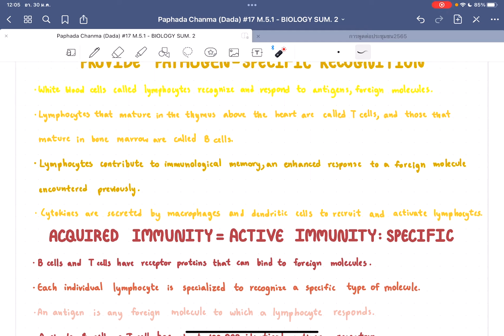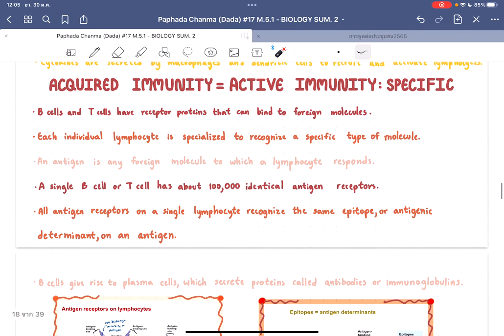Cytokines are secreted by macrophages and dendritic cells to recruit and activate lymphocytes. Acquired immunity, or active immunity. So let's talk about this in a specific way.